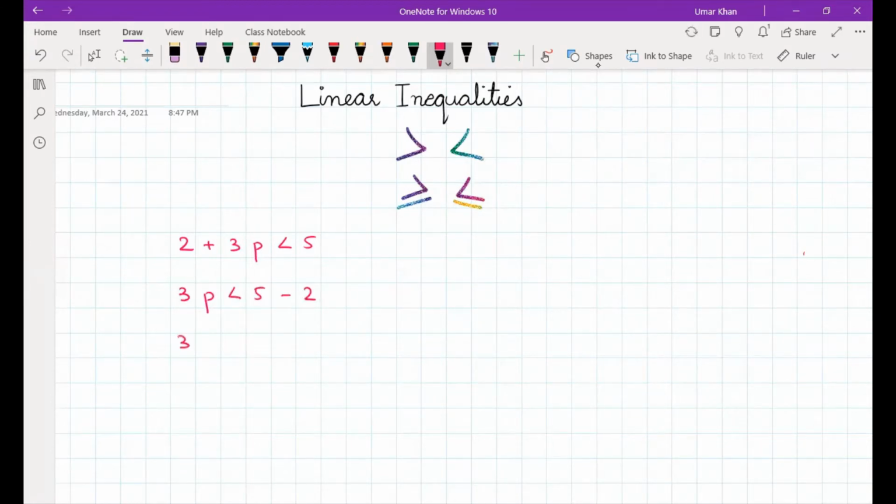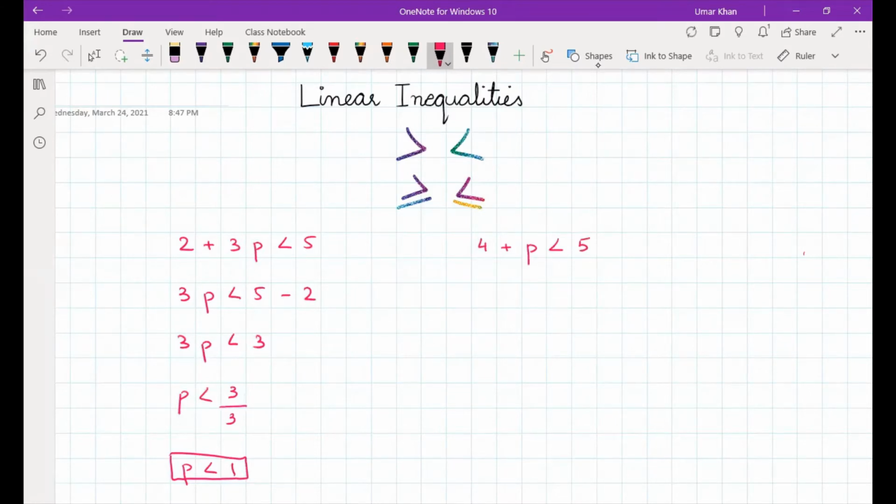So 3p is less than 3. Take 3 on the other side. Since it's being multiplied, when it goes on the other side, it will be divided. So p is less than 3 divided by 3, which means p is less than 1. I'm showing all the baby steps over here so that you can differentiate. Okay, let's take this equation now. We have 4 plus p is less than 5.